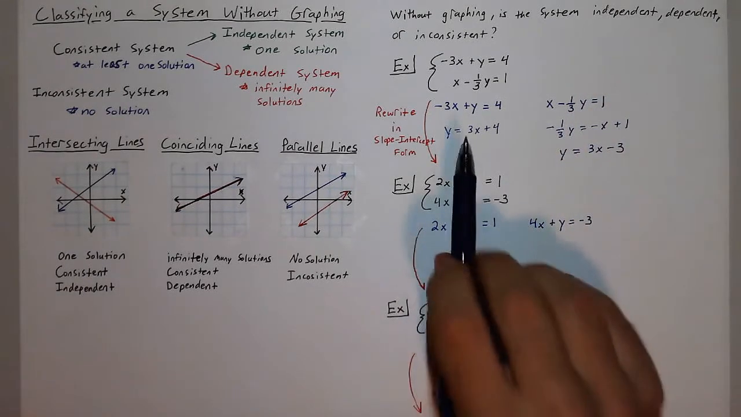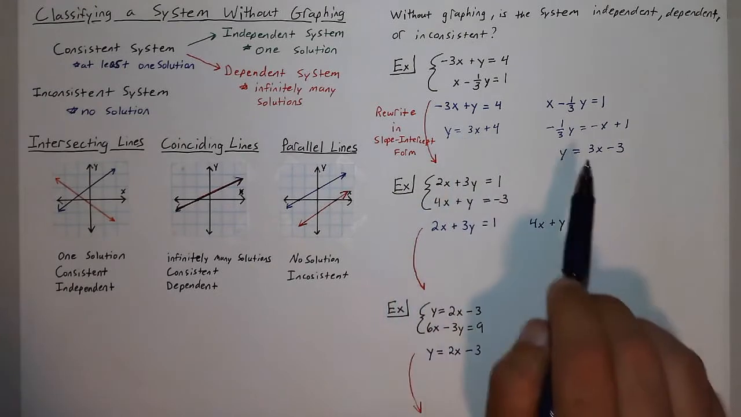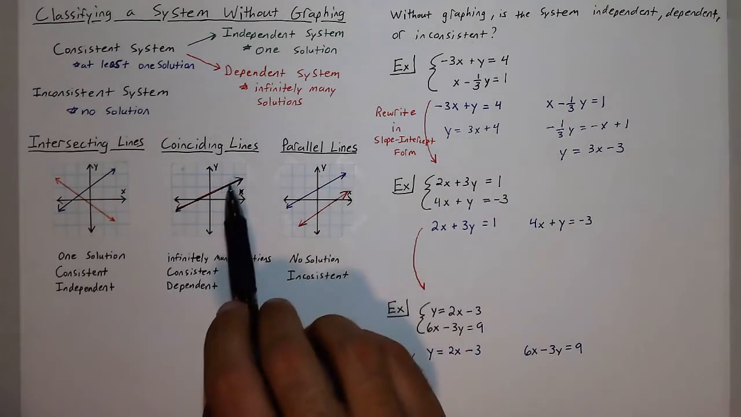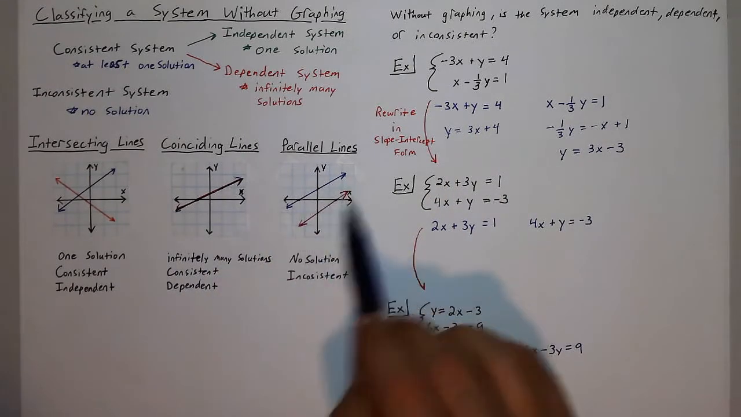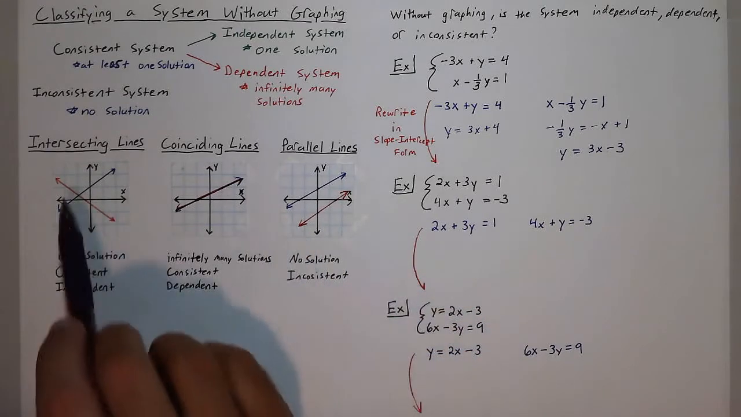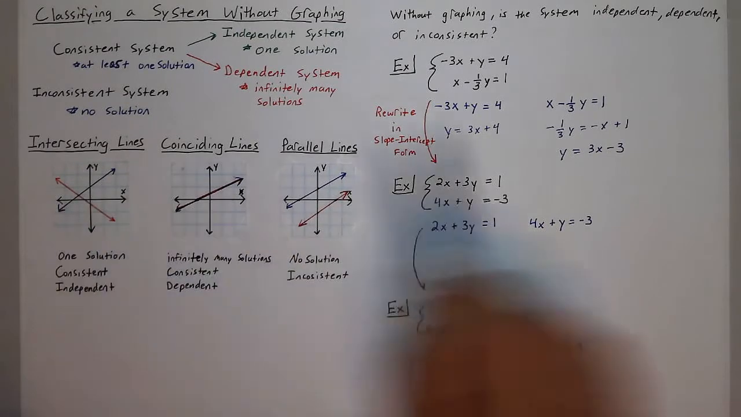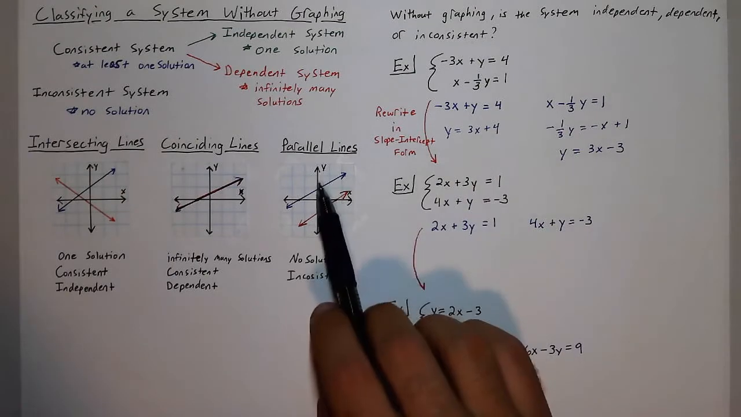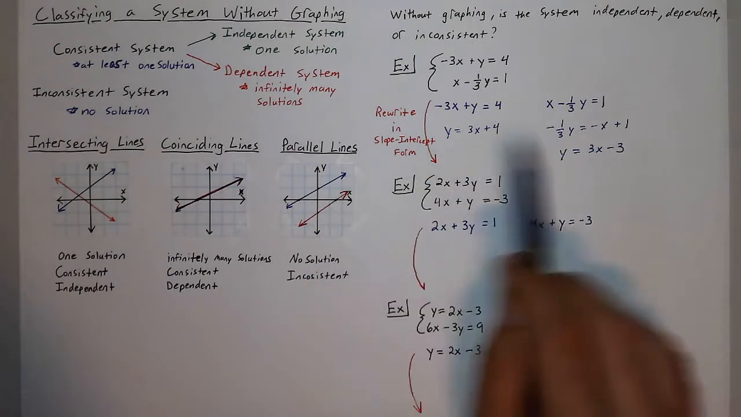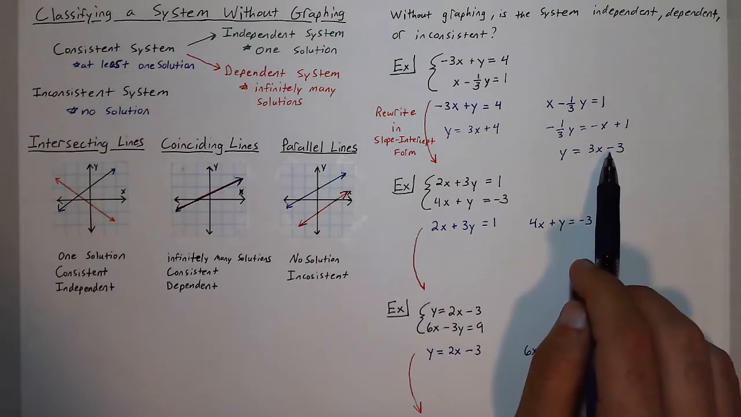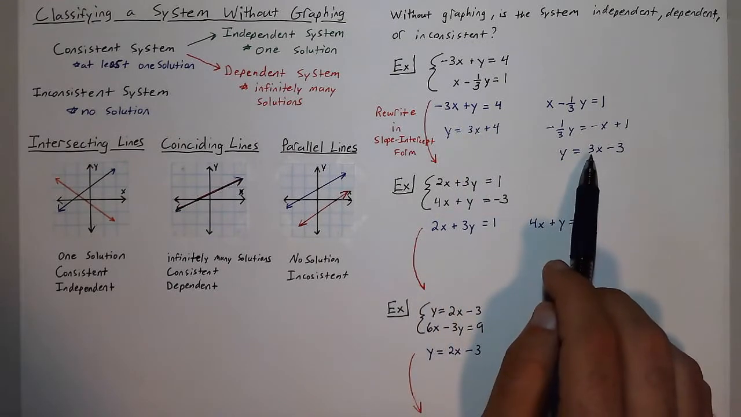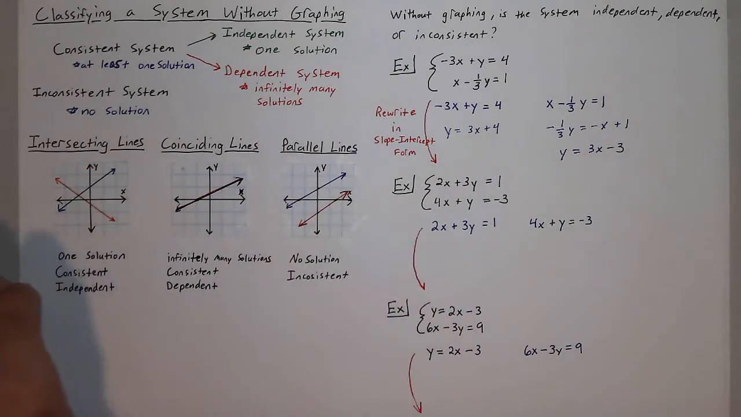So in this example, we have two equations that both have a slope of 3, meaning that they are the same line or they are parallel lines if they have the same slope. They will not be intersecting since the slope is the same. But we see here we have two different y-intercepts, one up at 4, one down at negative 3, which means that these are parallel lines that will never intersect. So this system is inconsistent.